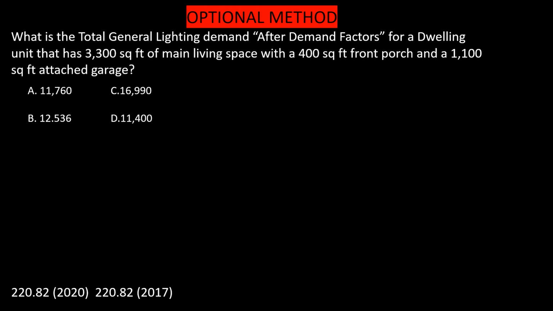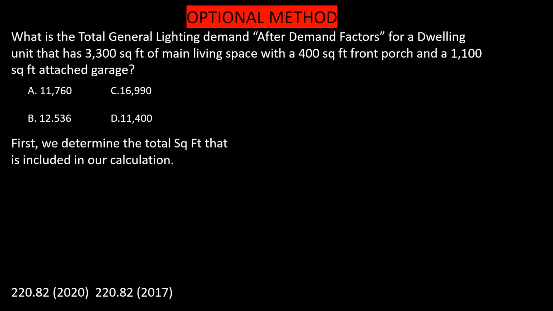Now let's do another one, and we're going to do the demand factors. So it's going to be the same process as doing the standard method right up until we input what the demand factors are. Same process, different inputs. Let's go ahead and jump into it. What is the total general lighting demand after demand factors for a dwelling unit that has 3,300 square foot of main living space with a 400 square foot front porch and an 1,100 square foot attached garage?